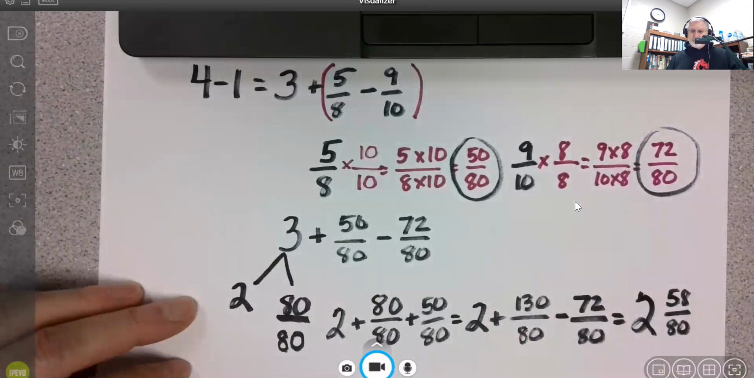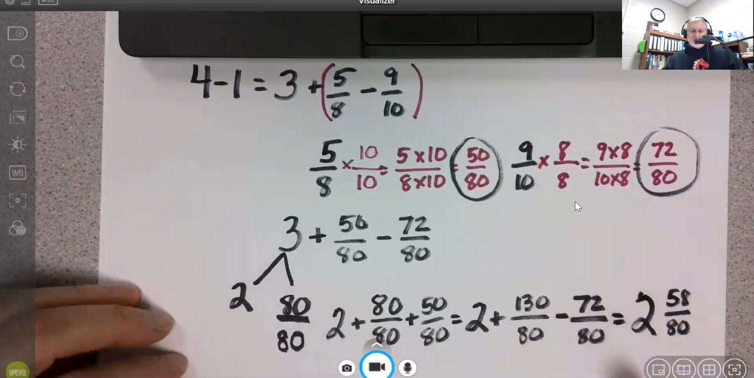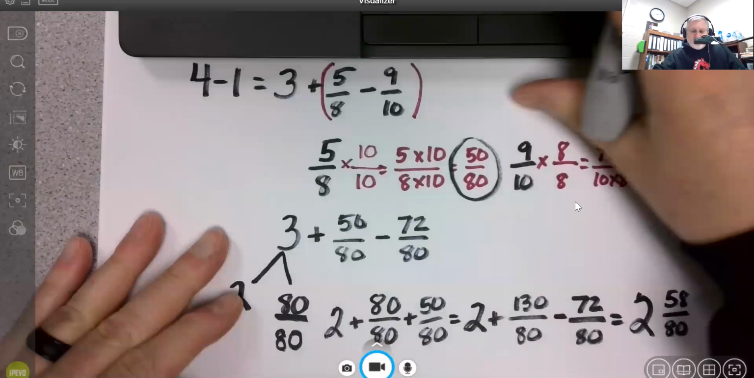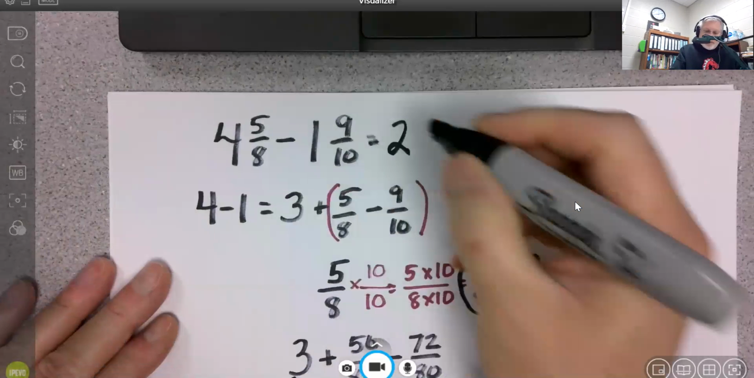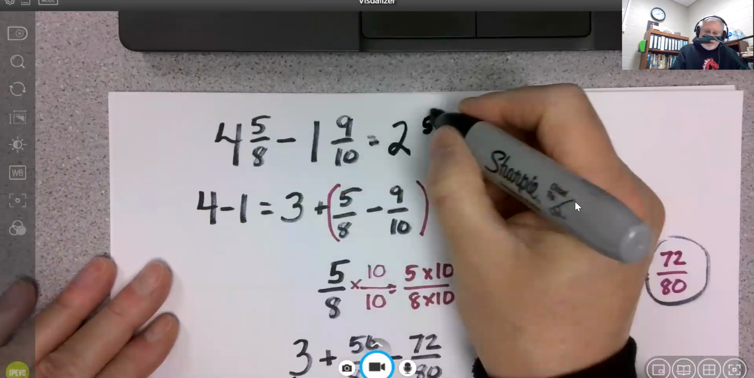So in this problem, we had to regroup. So we go back to our original problem. So our answer would be 2 and 58/80ths.